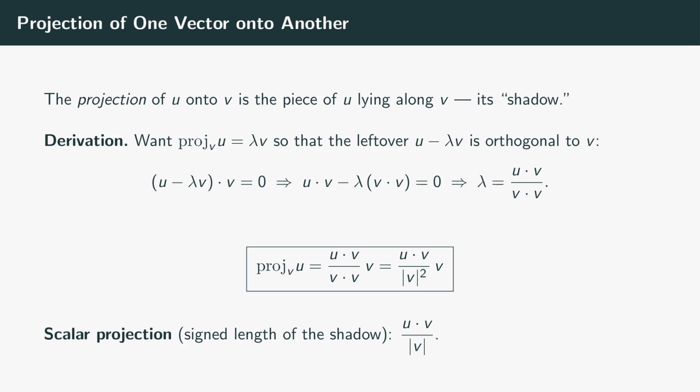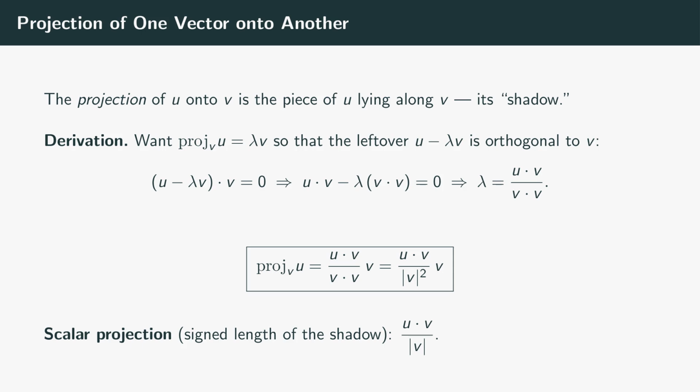The reasoning is lovely. The projection must be some scalar multiple of V, call it lambda times V. The defining property is that the leftover piece, U minus the projection, should be perpendicular to V. That's exactly what it means for the shadow to capture all of U's component along V, so we demand that (U minus lambda V) dotted with V equals 0. Expand using the distributive property: U dot V minus lambda times V dot V equals 0. Solve for lambda, it's U dot V divided by V dot V.